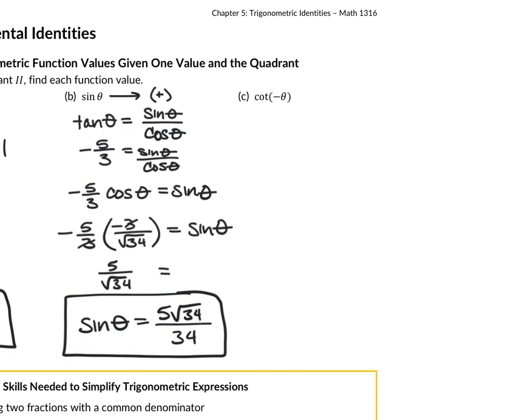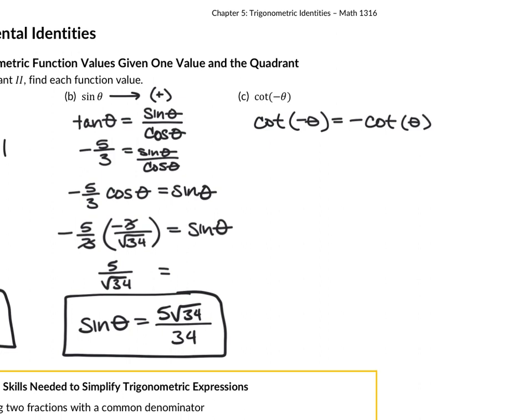Part C here says for us to evaluate cotangent of negative theta. Well, in our even and odd functions, we know that there is an identity that says the cotangent of negative theta will just be equal to negative cotangent of theta. It's basically like this minus sign gets to plop on the outside for cotangent and tangent.